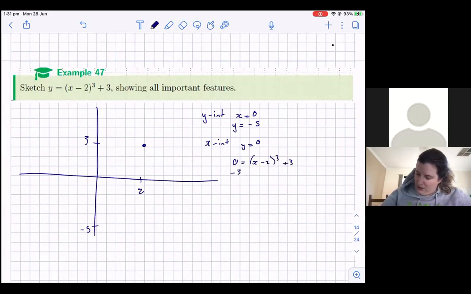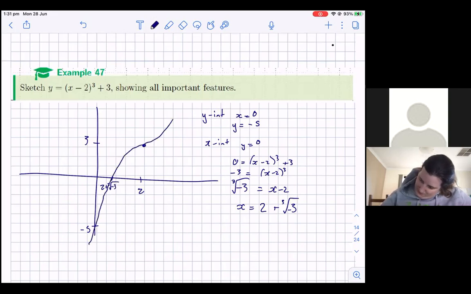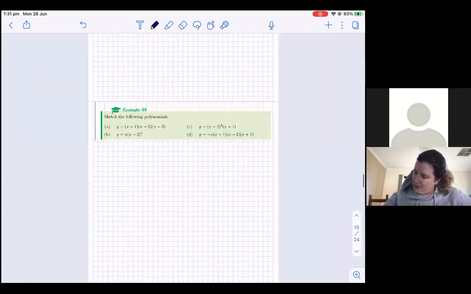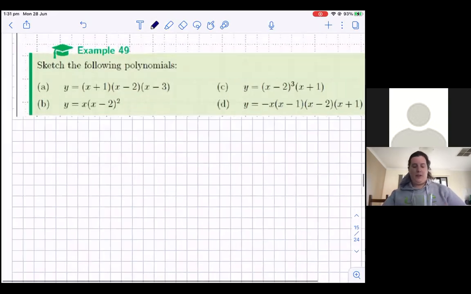So we've got -3 is X take 2 cubed. So we've got the cubed root of -3 is X take 2. So X equals +2 plus the cubed root of -3. I just know that's a positive number. So it's going to look like that. It's one of the worst sketches I've ever done. Polynomials. Okay.